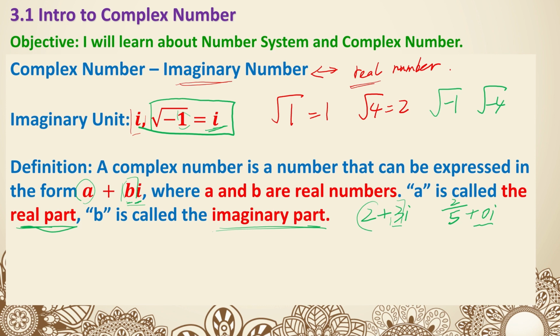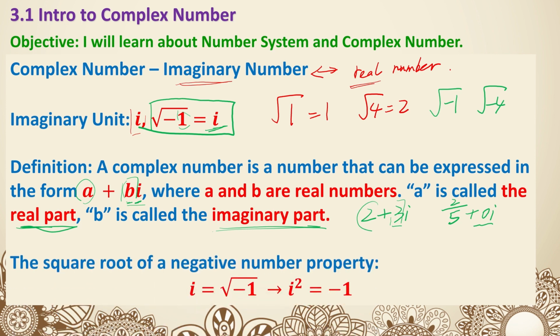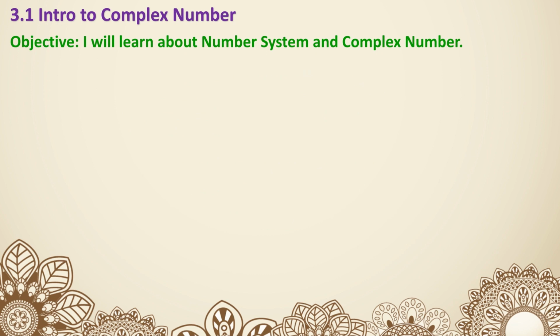But because square root of -1 is i, if we actually square both sides, that would get rid of the square root. So i squared is -1, and that is called the square root of a negative number property. Now let's see some examples and see how they work. Square root of 3.